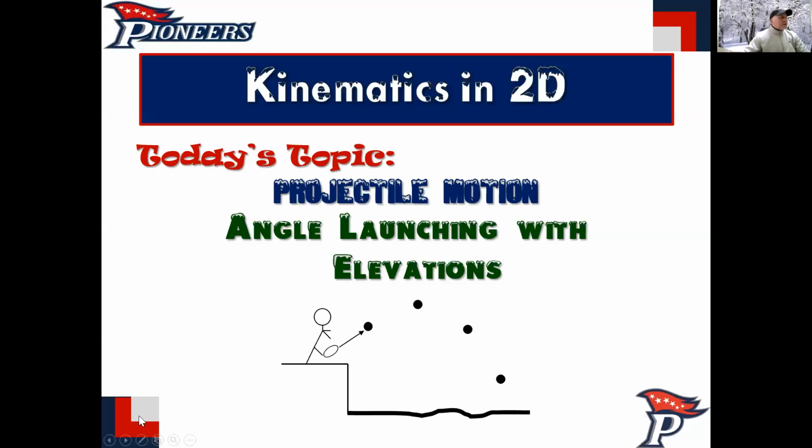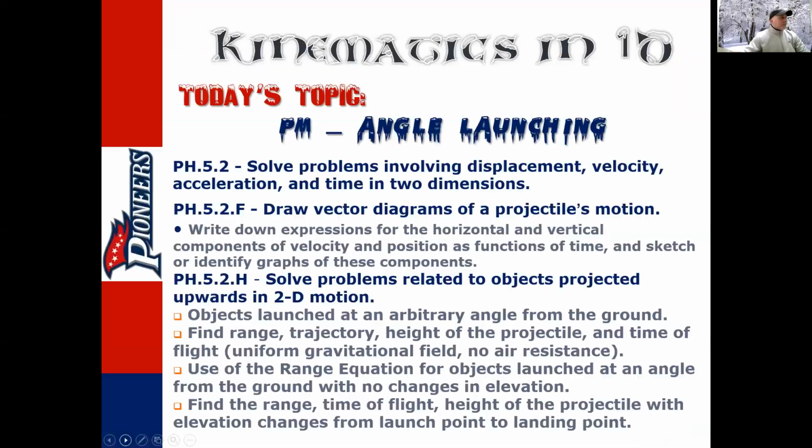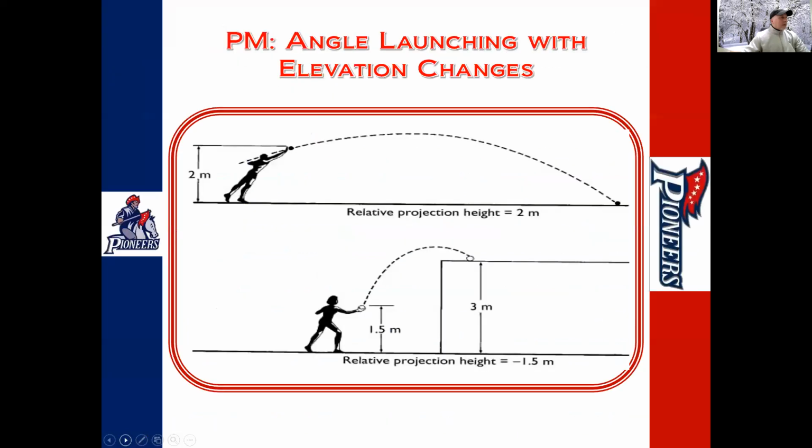So we're looking at angle launching with elevations today. And so it's one of these two cases, right? And again, hopefully you'll see the similarities back to when we threw an object straight up in the air and it came straight back down. In the top picture, they give us this 2 meters here. So we would make that negative because this would be my 0, up is positive, down is negative.